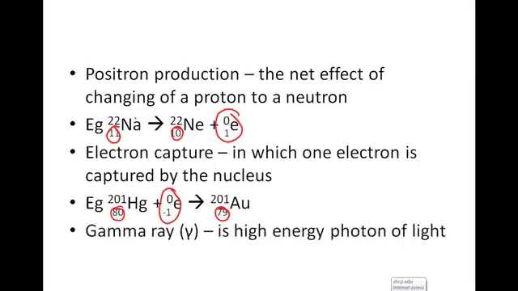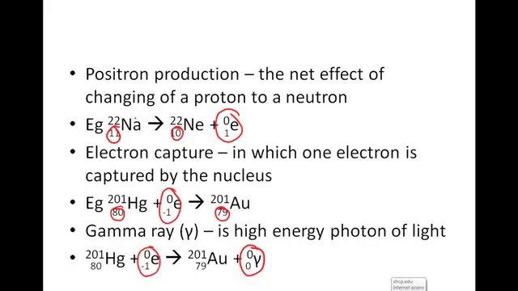The final one is called the gamma ray, and it's basically a high energy photon of light. Here's my gamma ray. It doesn't have any mass, so we're not going to worry about that. Here's an electron capture right here. This example has 2, but I want to point out that this is my gamma ray.